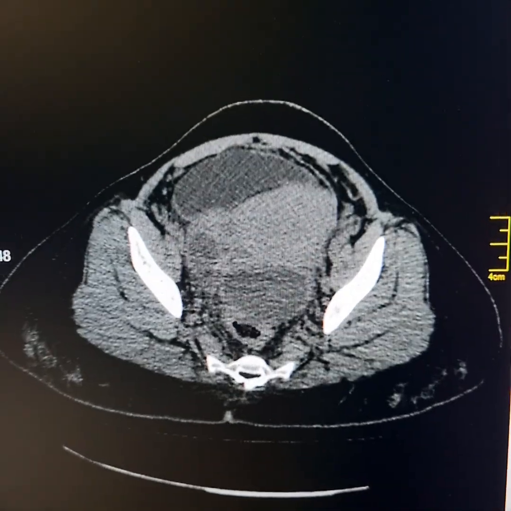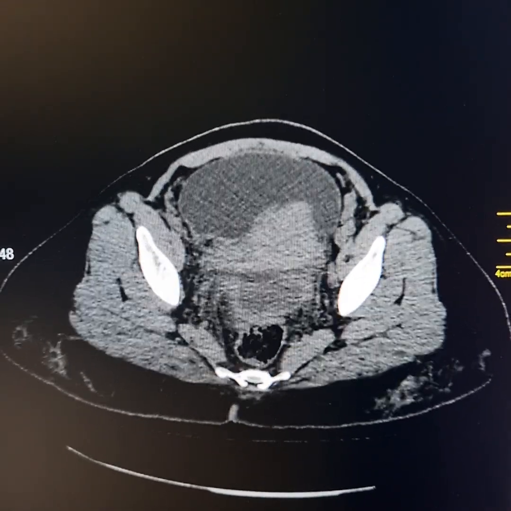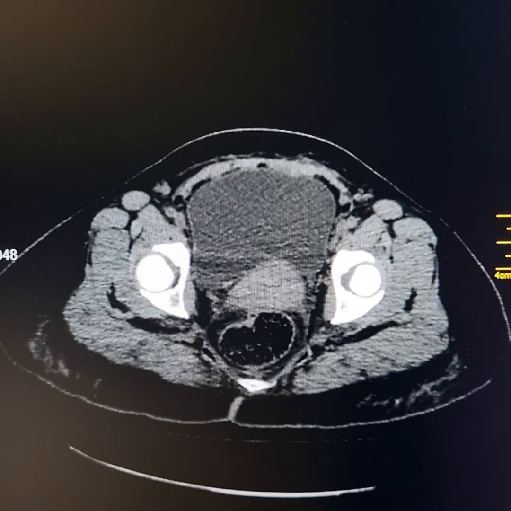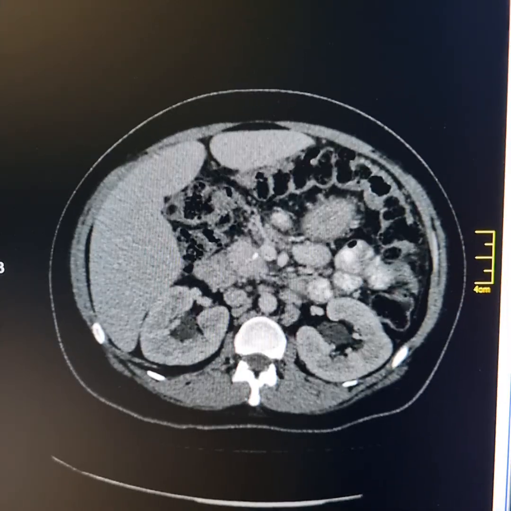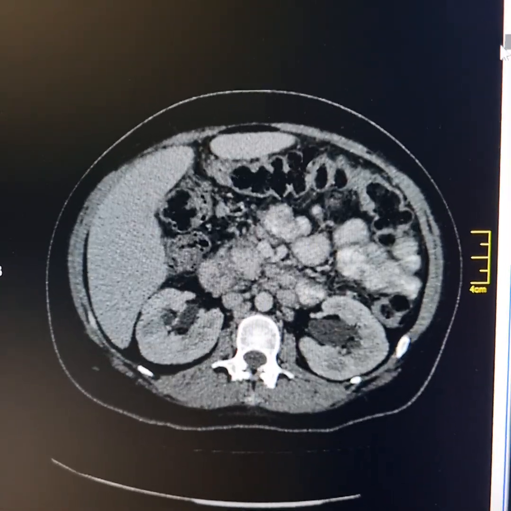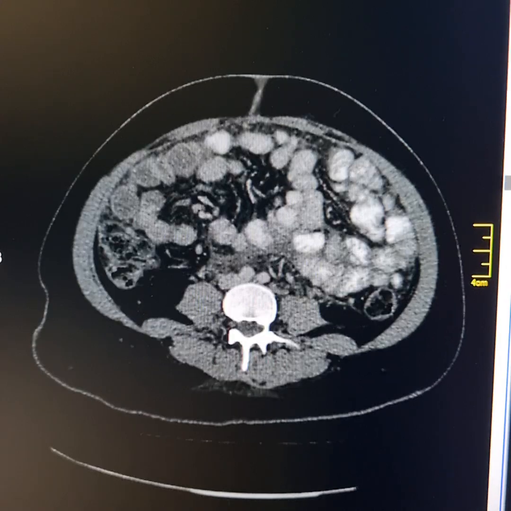Now, patient has presented with severe pain in lower abdomen, high-grade fever, and leukocytosis. Contrast-enhanced CT scan: there is mild hydronephrosis on both sides. Excretion of contrast medium is delayed.